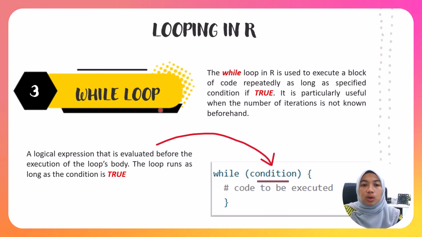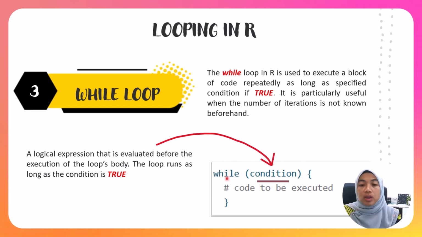Alright, number three is the while loop. The while loop in R is used to execute a block of code repeatedly as long as a specific condition is true. It is particularly useful when the number of iterations is not known beforehand. So you can see the code for the while loop.